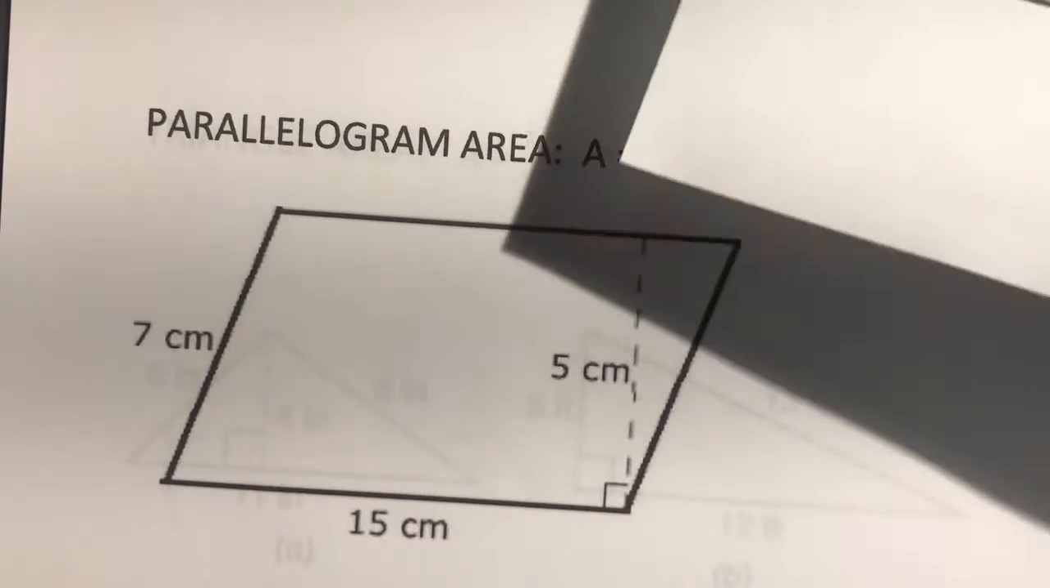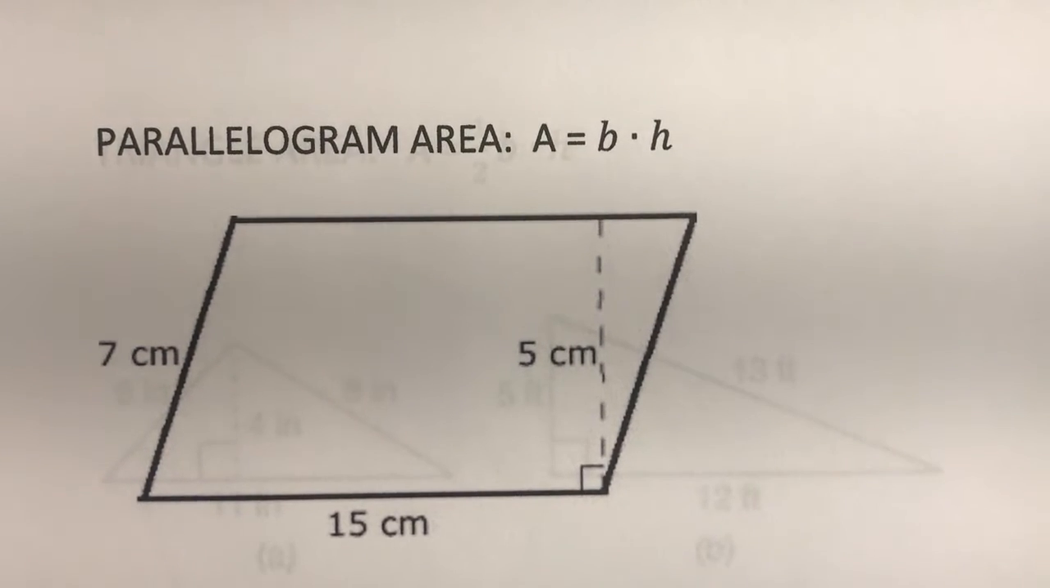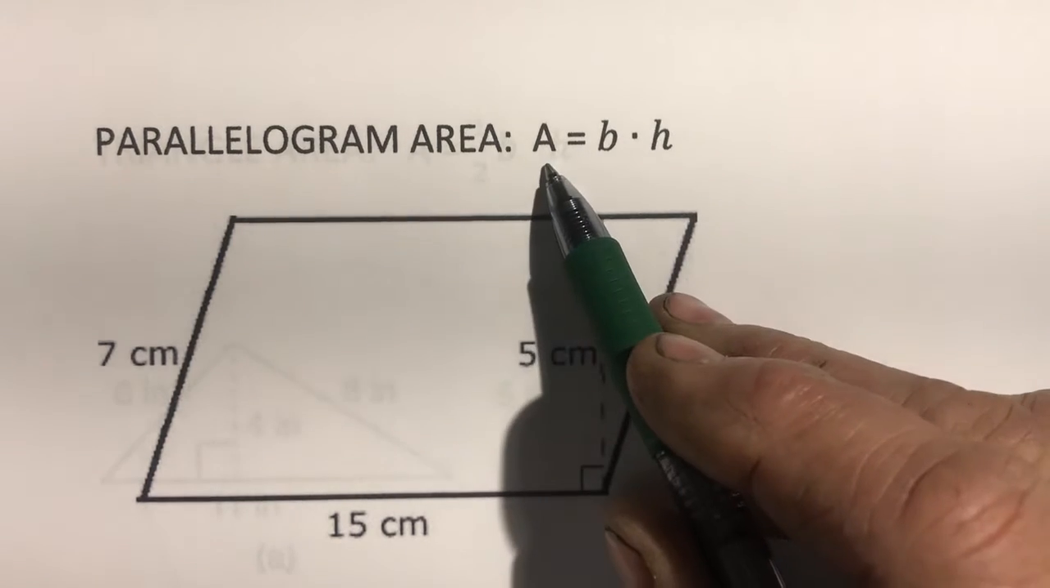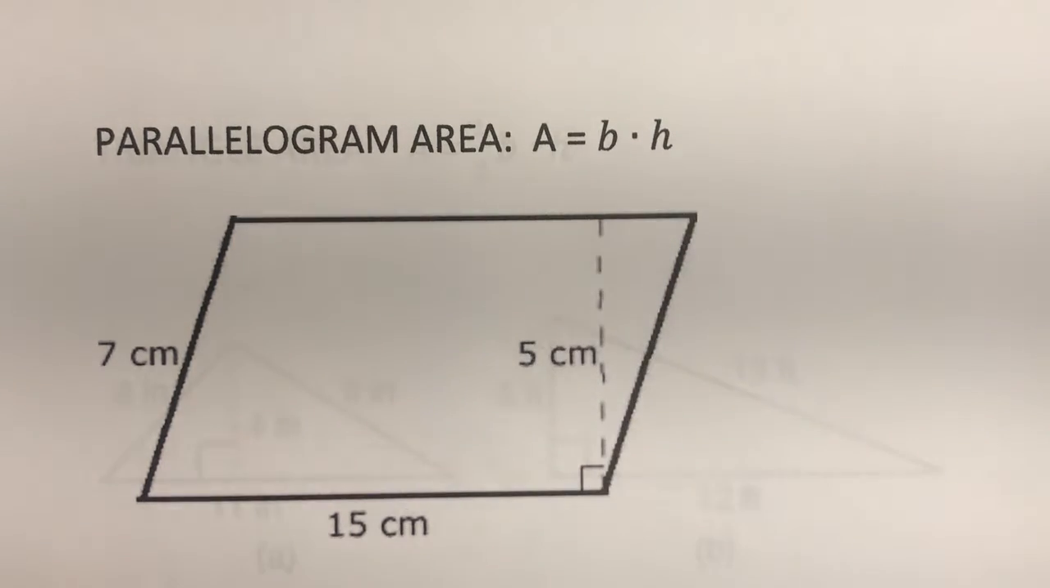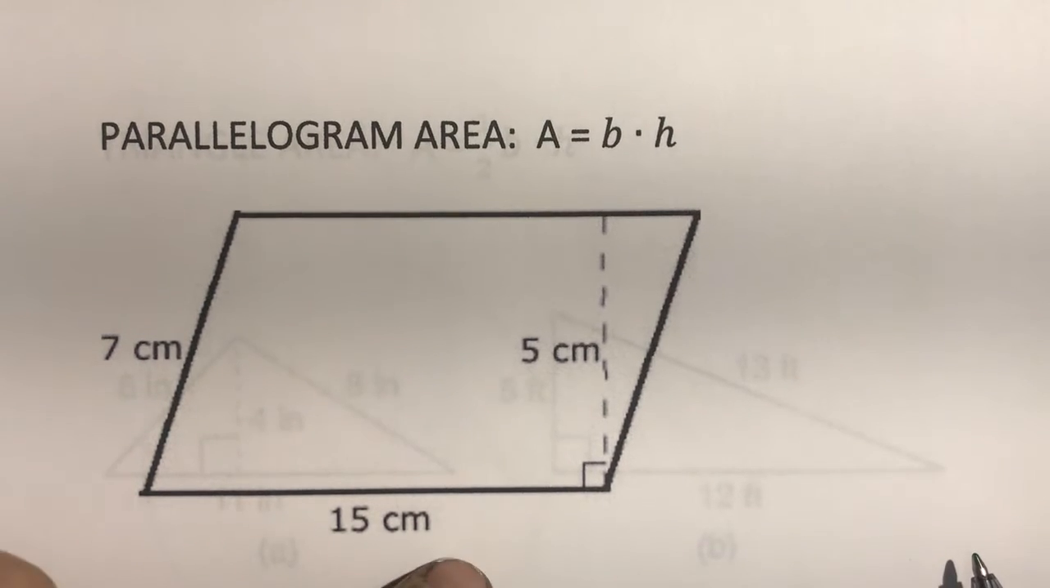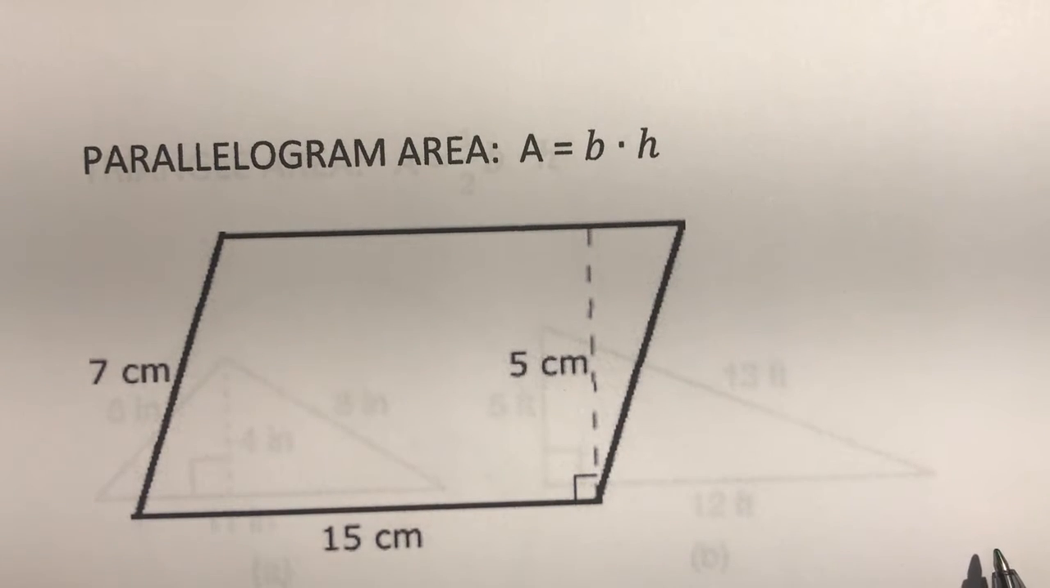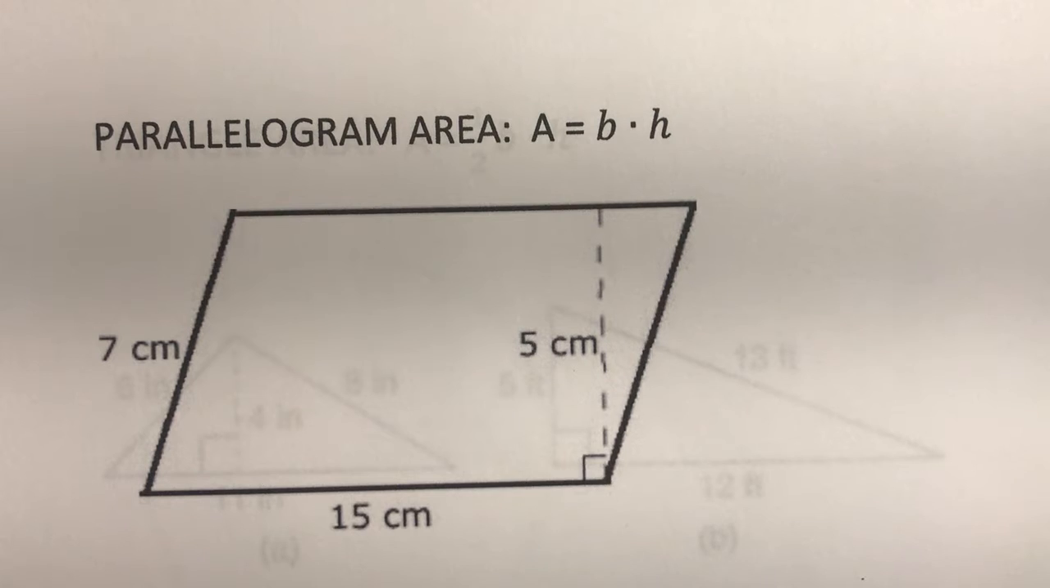Okay. If you look at a parallelogram, the area is base times height. The base times the height. Now, we've got these numbers on here. There's 3 numbers. Which ones do we use? And that's what you've got to pay attention to.